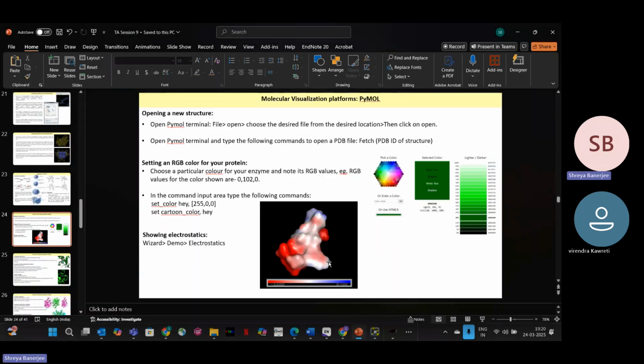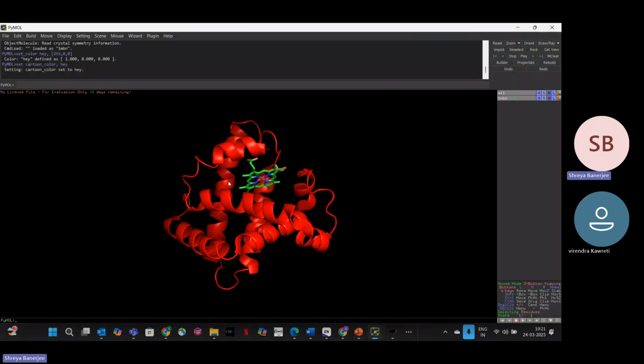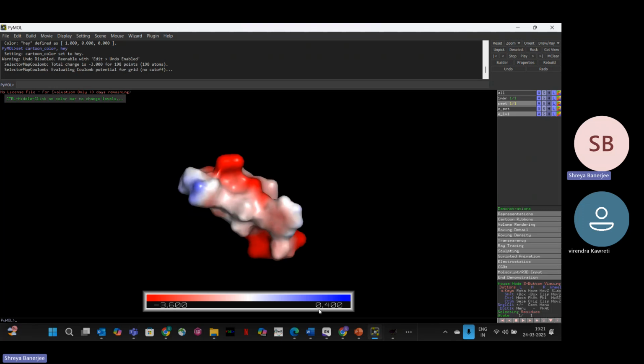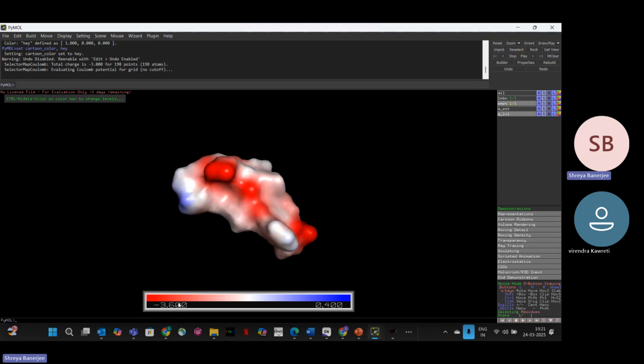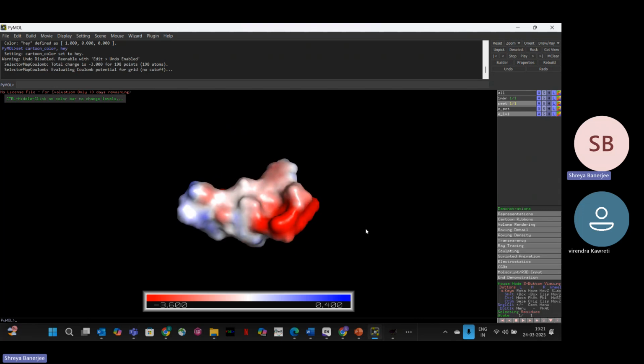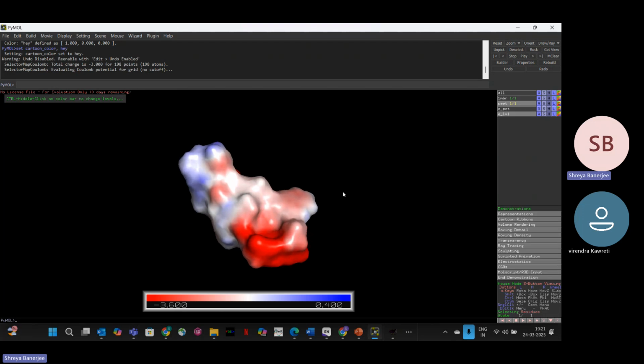Next, if we want to see the electrostatics of this protein, I will go to Wizard, Demo, Electrostatics. What this is showing is that wherever blue color is there, the charge is plus 0.4, and wherever red color is there, the charge is minus 3.6. So depending on the different shades of color, the protein surface has different charges. Suppose I have a ligand which is positive. The positive ligand will bind to a negative region. So most probably it will bind somewhere here.